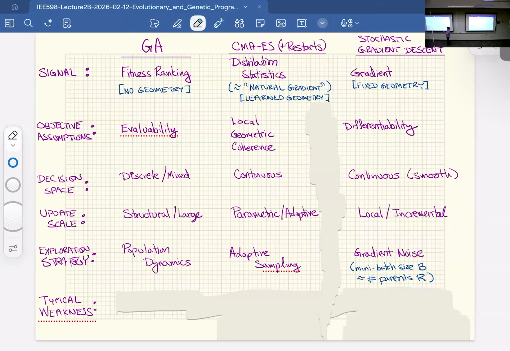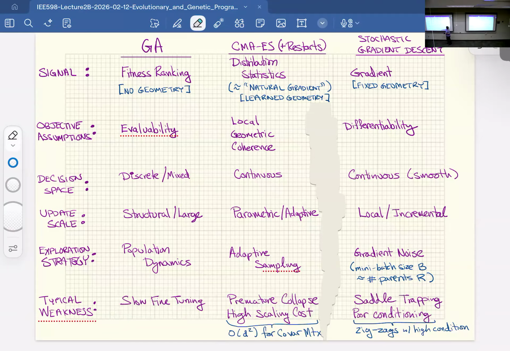And then finally, the weaknesses. In a GA, fine-tuning is very slow. You crank your R up really high, and it's going to be very difficult for it to find a lot of peaks. And when it finds those peaks, it retains so many individuals. It takes a while to get rid of them. That allows you to fine-tune, but it's very slow, so many iterations, as opposed to CMA-ES, where you can get premature collapse.